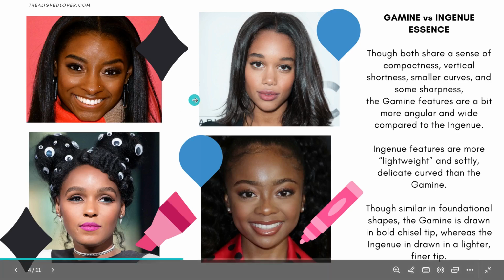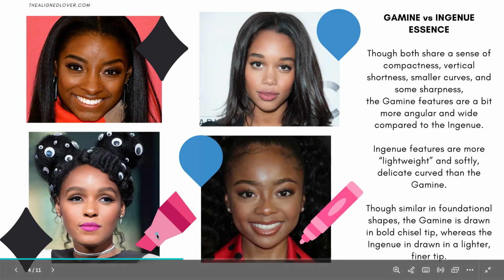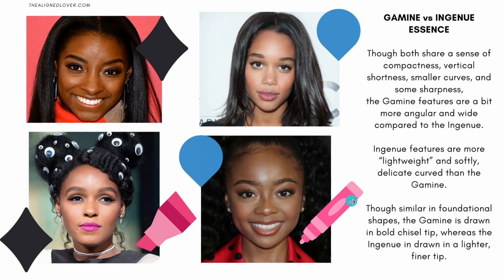When we look at them side by side, we see that both of them have that youthful beauty that is almost neotenous, but the Gamine has more angularity, more broad, sharpened contours, whereas the Ingenue is softer, I would say more lightweight or even hollow-looking, like their bone structure is not as robust as the Gamine. If we had to use markers to trace out their shapes, I would use a chiseled bold-tip marker for the Gamine and a curved fine-tip marker for the Ingenue.